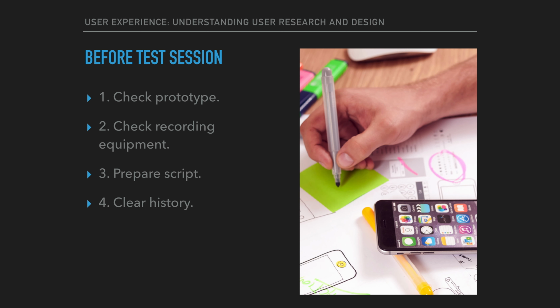Here is a sample to-do list of things to go over before, during, and after the test. Before the test session, check that the prototype is ready to be accessed. Check audio and/or screen recording equipment. Prepare the script. And clear any history from the previous session.